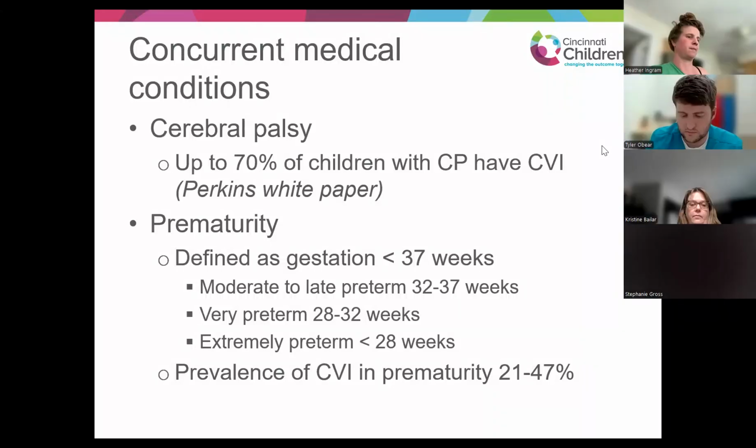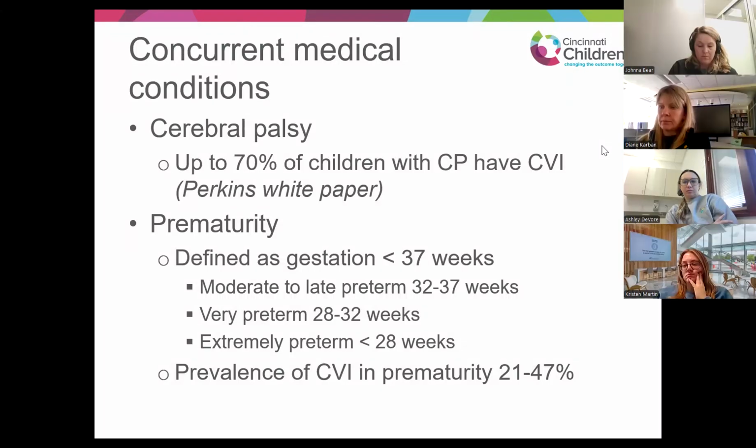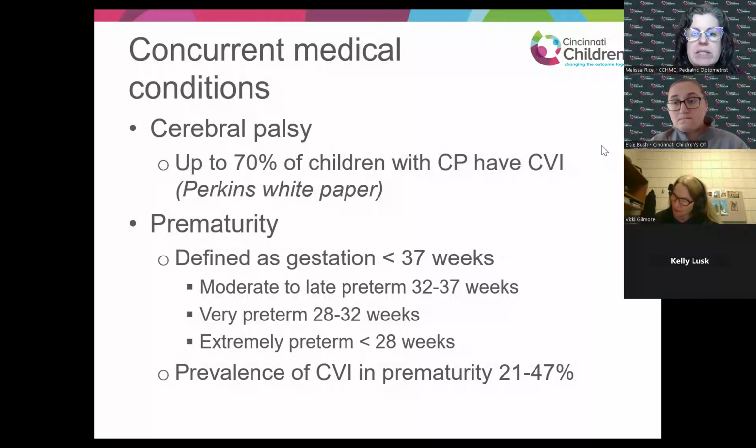Prematurity is also a risk factor. The earlier you're born, the higher the risk. Extremely preterm is less than 28 weeks, very preterm is 28 to 32, and then 32 to 37. And also with that, I would look, did they have an IVH? And in our group, the ones that were more prone to CVI had IVH grade 3 or 4, more severe IVH due to prematurity. And prevalence is 21 to 47%, depending on what study you look at.